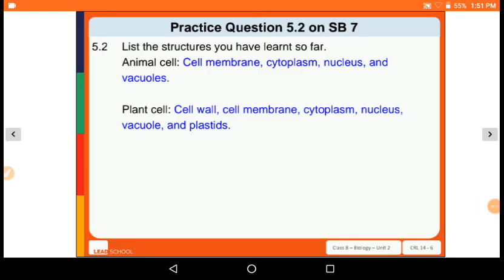So students, you can see on your screen that it is practice question number 5.2 in your SB7. The question is: list the structures you have learnt so far. First is the animal cell and second is the plant cell. In the animal cell, I write the cell membrane, cytoplasm, nucleus and vacuoles.